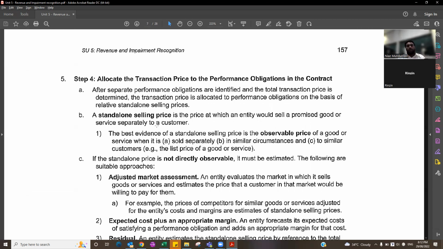Okay. Now, this is where sometimes we have two products altogether. You're offering a single consolidated price for the two products together. Now we have to allocate the transaction price to each product. After separate performance obligations are identified and the total transaction price is determined, the transaction price is allocated to performance obligations on the basis of relative standalone selling price.